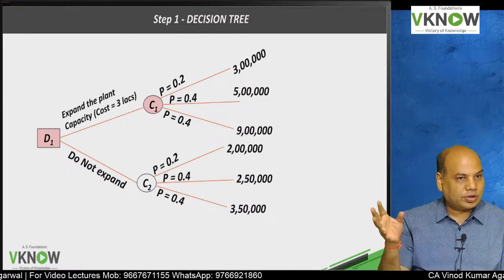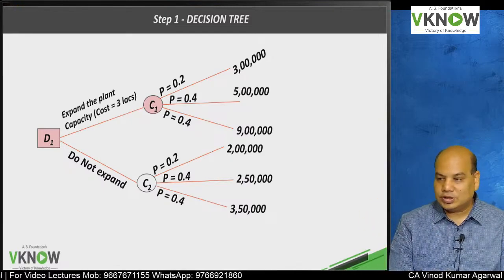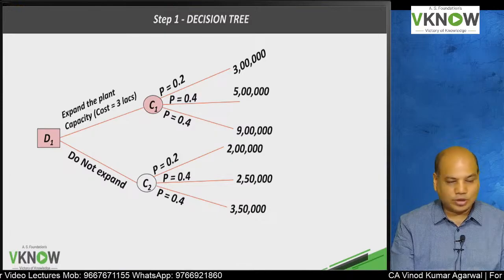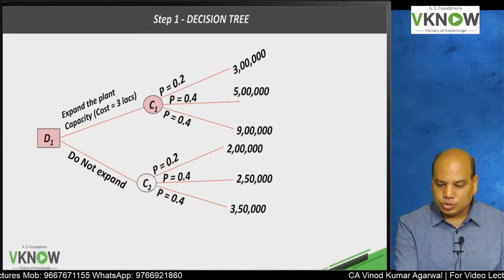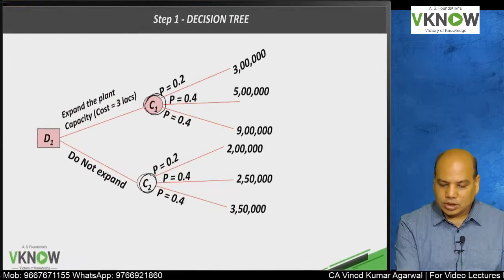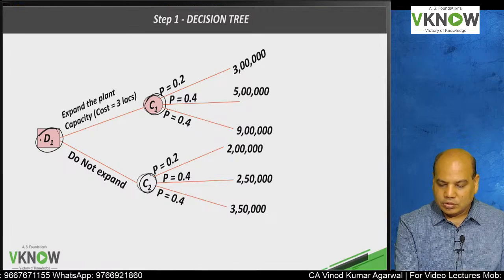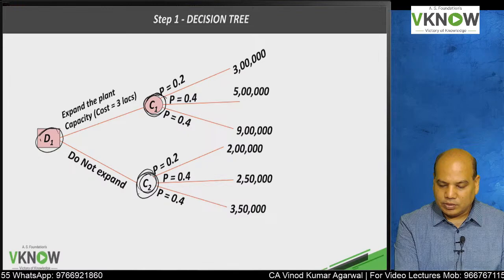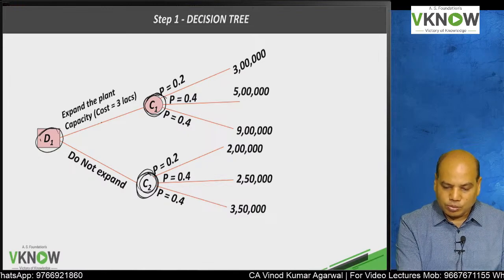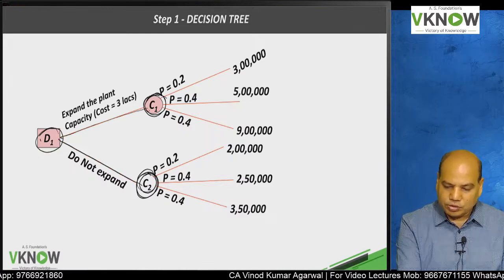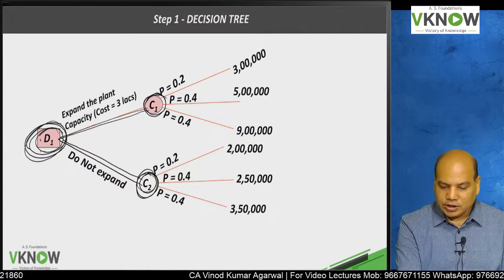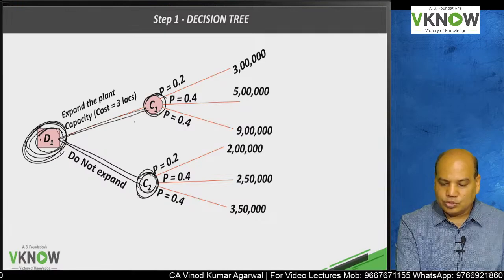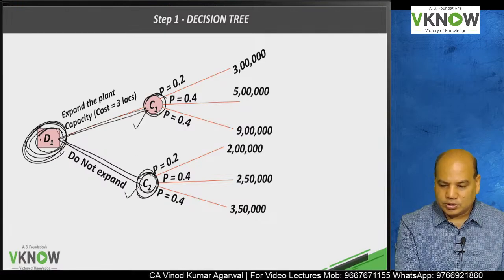Okay, it was this question which I converted into CA versus MBA so that you got more interested. So now see, we have two chance nodes and one decision node. First we are going to evaluate C1, then we are going to evaluate C2, and then we'll move backward. C1 and C2 are emerging from D1. D1 is a decision box, so I will choose higher of these two options.